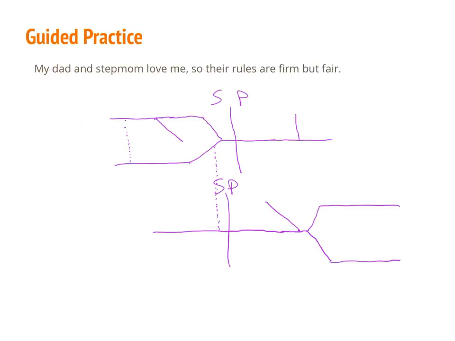Here are the lines that I drew for this sentence. I may have left off a line, but I'm going to go ahead and talk you through it. If you don't want to listen to me talking you through it, go ahead and pause the video real quick. But here goes. My dad and stepmom love me. So who or what is this sentence about? My dad. And my stepmom. I don't have the word my in front of stepmom, so there we go. But I do have the conjunction and.